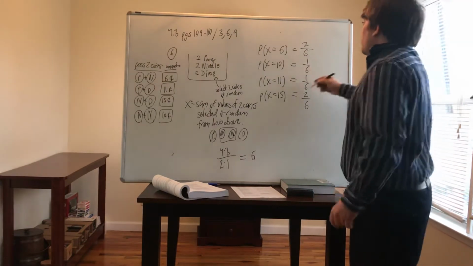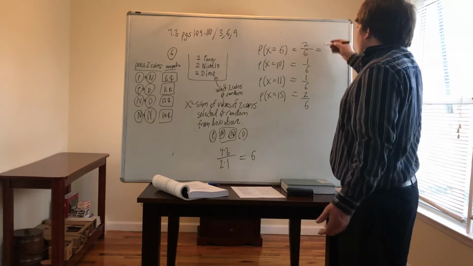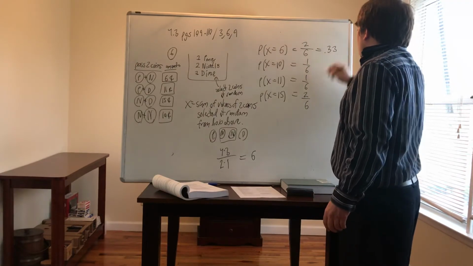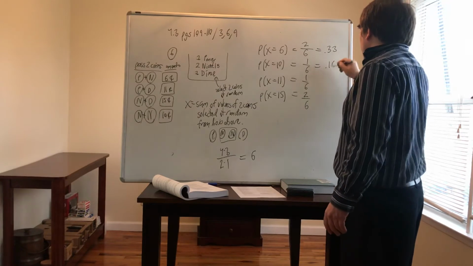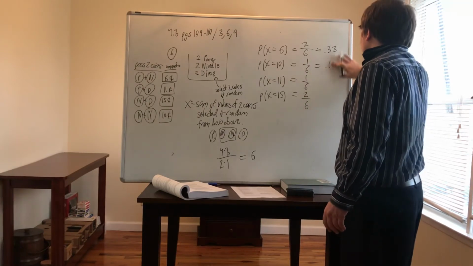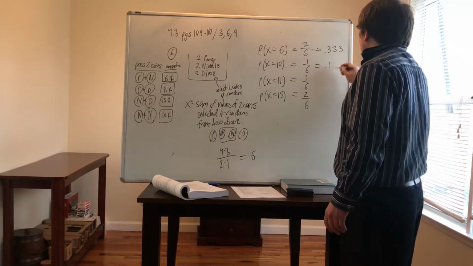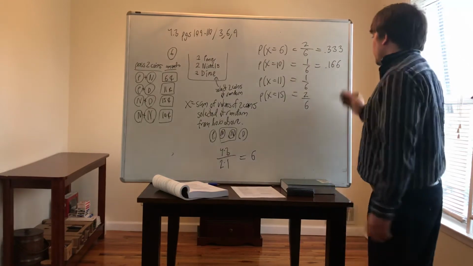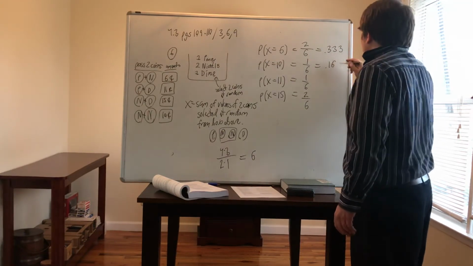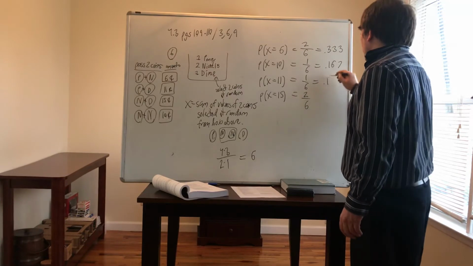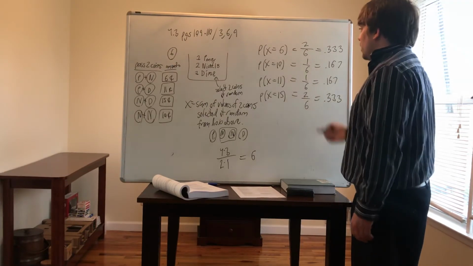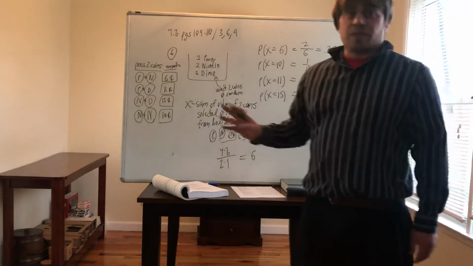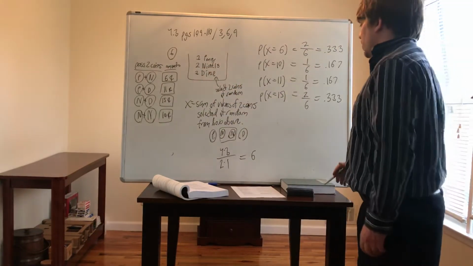And that's good. So the probability that x equals 6 is 2/6, which is 1/3, which is 0.333. The probability x equals 10 is 1/6, which is 0.167, rounding to the nearest thousandth. Okay? So that's the probability that the discrete random variable takes any non-zero value.